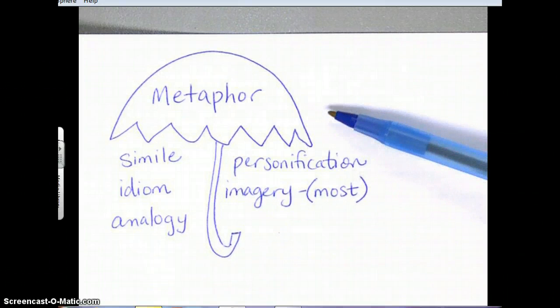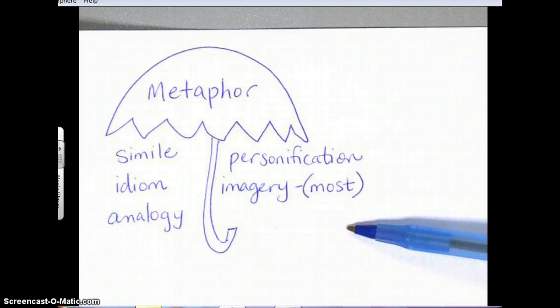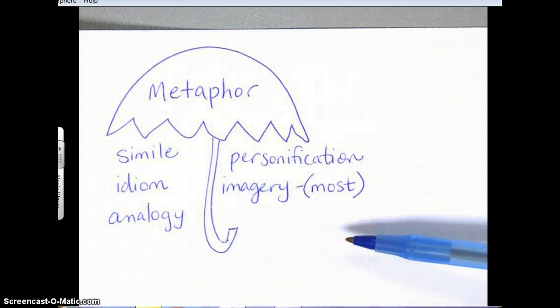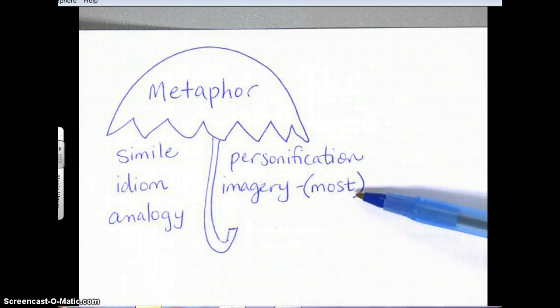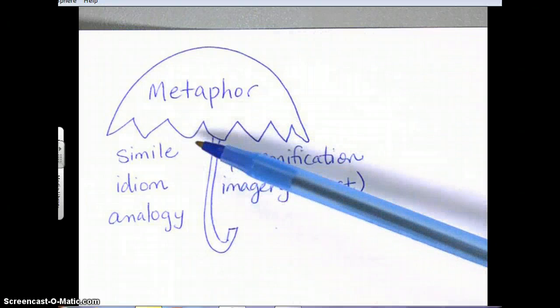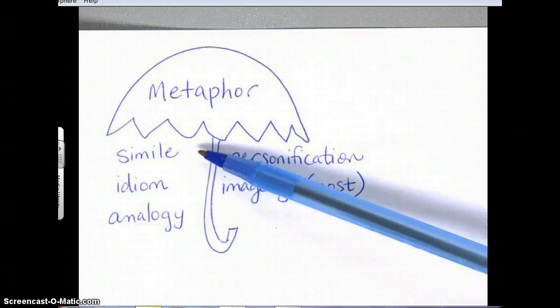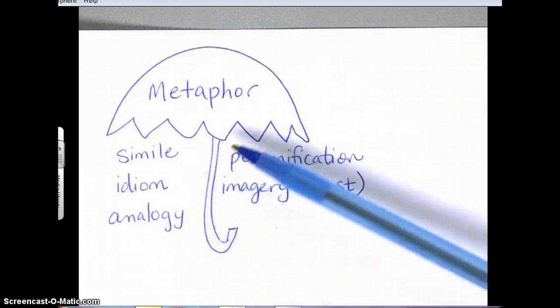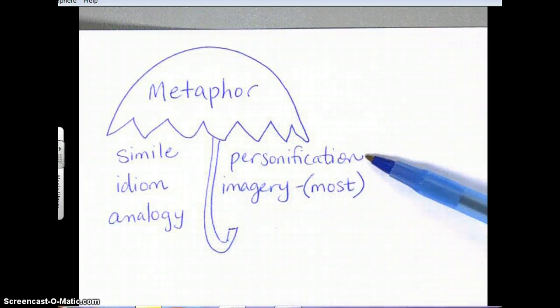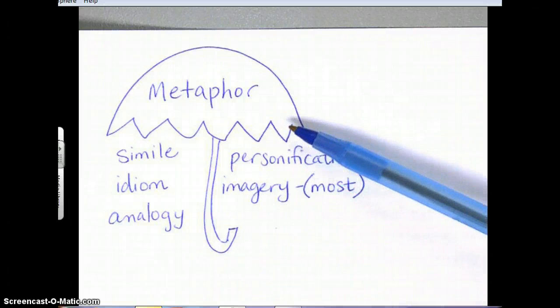I've drawn here a little umbrella with the word metaphor in it, and under the umbrella are all the things that fall under the category of metaphor: simile, idiom, analogy, personification, and most imagery. This means that a simile is a type of metaphor, but a metaphor isn't a simile because there's no like or as. Idiom is a metaphor that is so commonplace that we call it an idiom. We all know it. An analogy can be metaphorical, so it falls under this umbrella. Personification is also metaphorical. And most imagery will be metaphorical, but not all.